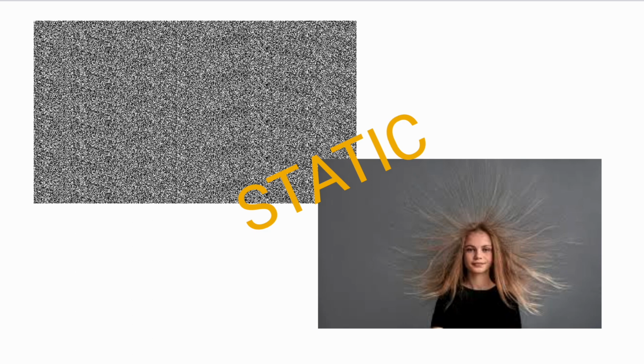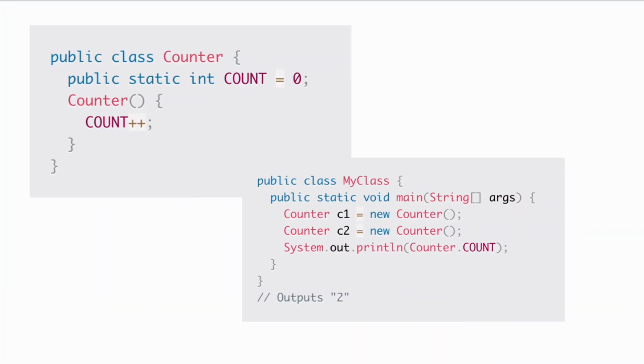So the first thing we're going to talk through is the keyword static. We've seen this keyword quite a few times, but we've never really talked about what static means. So to look at what static means, first we're going to look at a basic class.